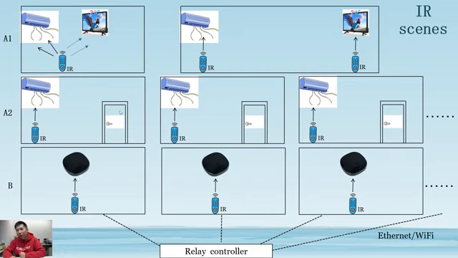So this has 3 rooms. If you have 4 or 5 rooms, you need 4 or 5 different IR remotes, because this is the basics of the IR control system. And in your smart solution, you just need to replace this IR remote with this IR gateway.